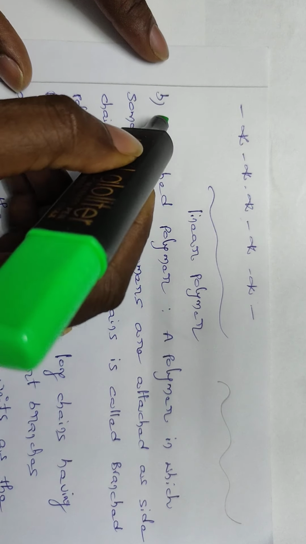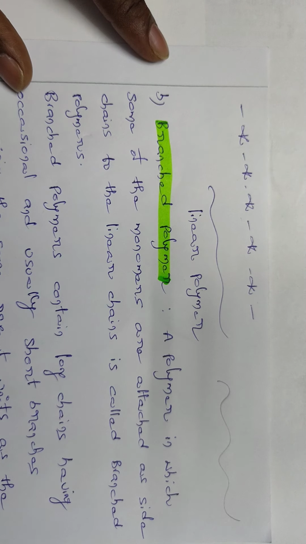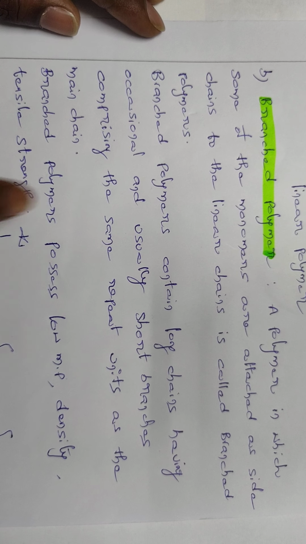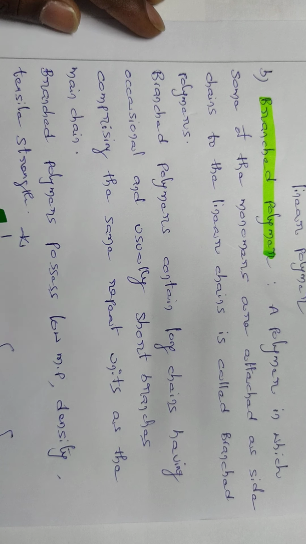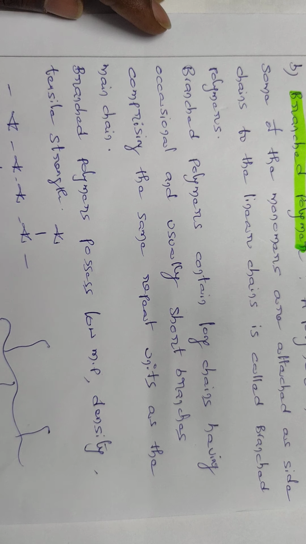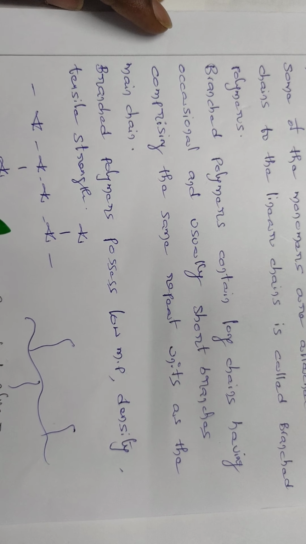The second one is branched polymer. What is a branched polymer? In a polymeric chain, if some of the monomeric units are attached to the main chain as a branch, then such type of polymers are called branched polymers. Branched polymers contain long chains having occasional and usually short branches comprising the same repeating units as the main chain.